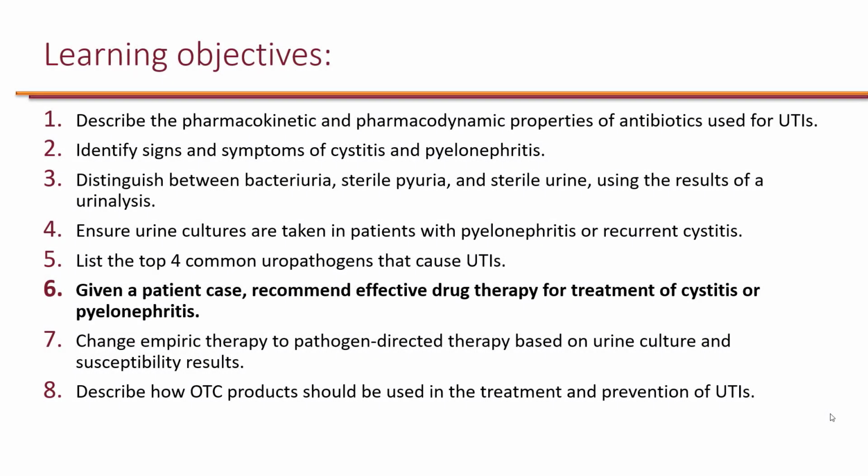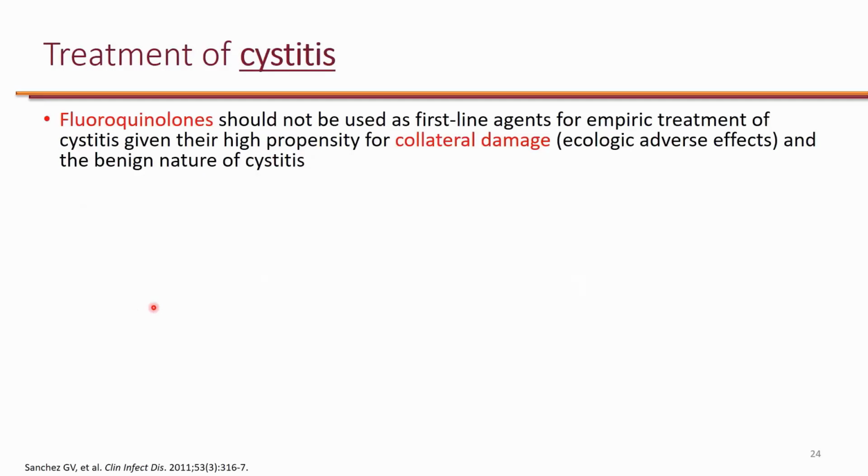We identified signs and symptoms of cystitis and pyelonephritis. We analyzed the results of a urinalysis. We ensured urine cultures are taken in patients with pyelonephritis and recurrent cystitis, and we looked at the common uropathogens. Now, the next learning objective is, given a patient case, recommend effective drug therapy for treatment of cystitis or pyelonephritis. The IDSA guidelines recommendations for treatment of uncomplicated cystitis.